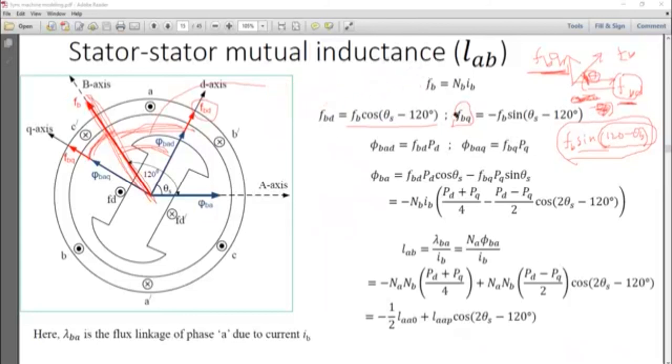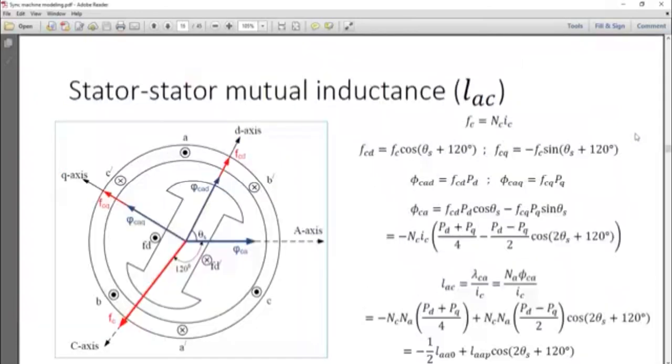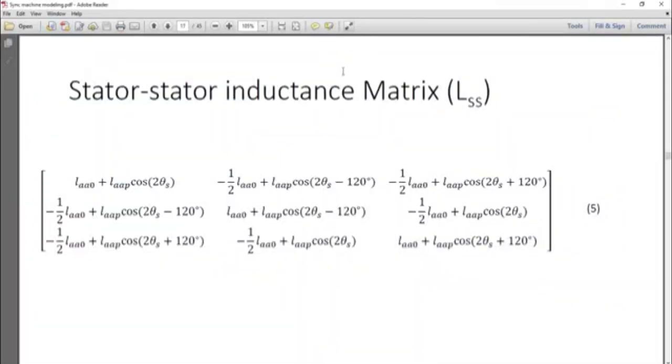So let's move on. We talked about the assignment. Now we move forward. What would the LSS look like? Finally, the LSS would look like this: LAA0 plus LAP cosine 2 theta s. This is your capital LAA. The final expression is actually given for your assignment.